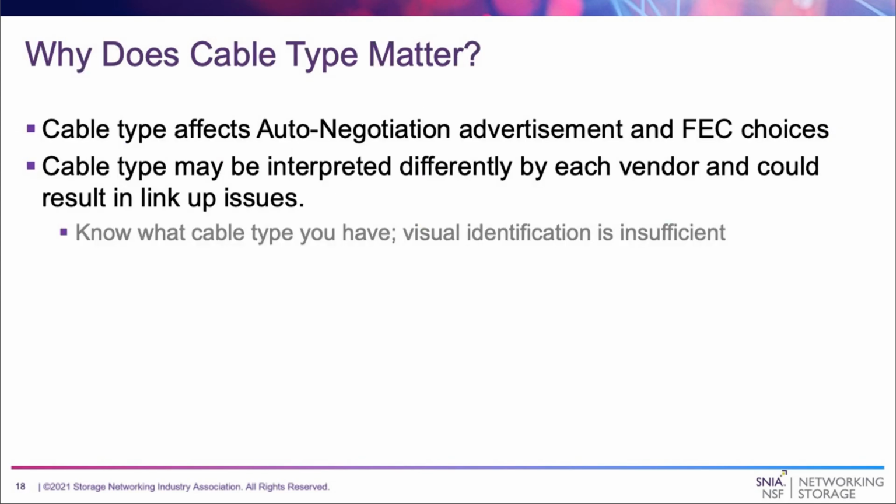The cable type matters because the choice of the cable affects the auto negotiation process and affects choices available between 2 endpoints. And the cable type itself might be interpreted differently by each vendor and could result in link-up issues. You'll need to know what kind of cable you have, and please note that visual identification generally is insufficient. We'll have to do additional work looking at part numbers and next level of analysis if your link does not come up or give you the performance that you anticipate.